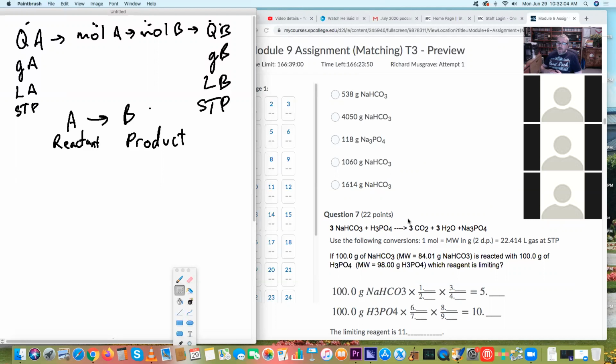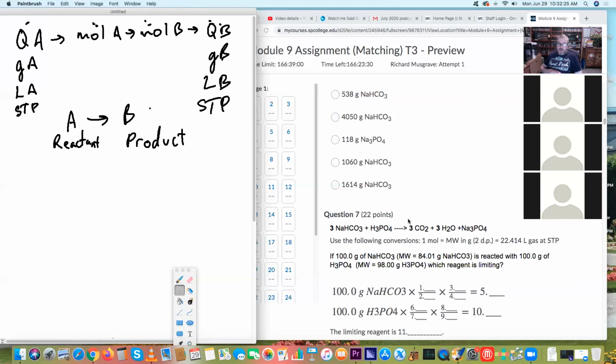If you have too much cheese or too much bread, something's going to get used up first. That's what we're trying to figure out here. So I'd recommend that you take a look at the soft chalk for more information about that. I'm just really going to focus on the nuts and bolts of solving the problem here.